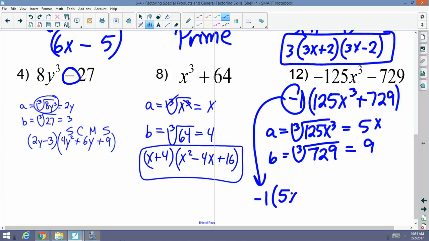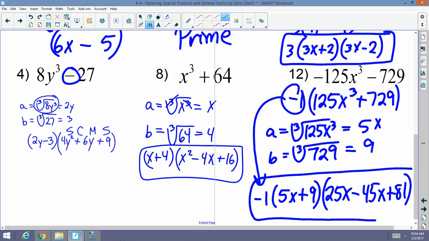A plus B. Now schisms. First term squared. Change sign. Multiply the first 2 terms. And then square the last or second term. Questions, comments, problems, issues? Talk to me, brothers. Please.